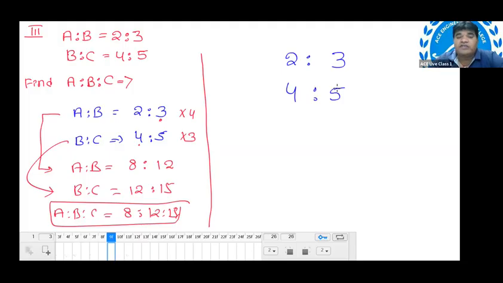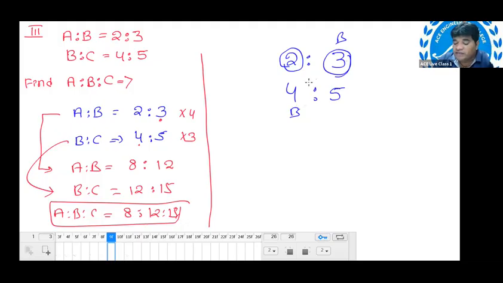In the given question, this is the first number and this is the second number. Concentrate, all of you. You are equating the second term, not the first term, because this is the common variable, this is the B. So you want to equate the B.